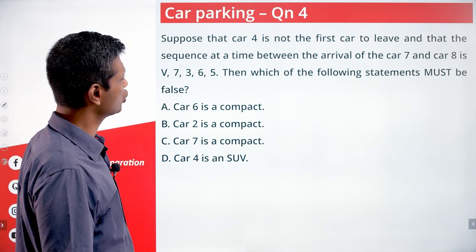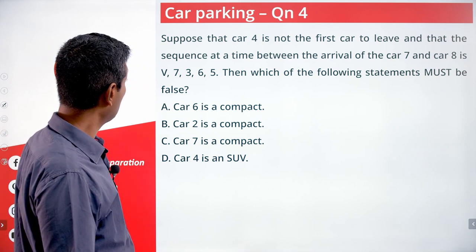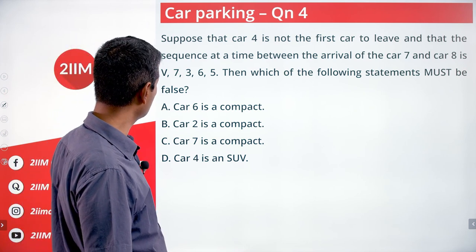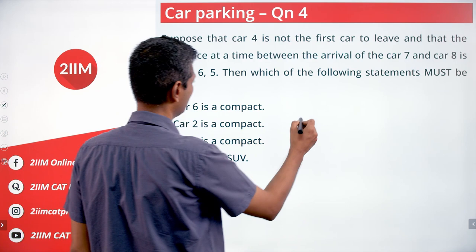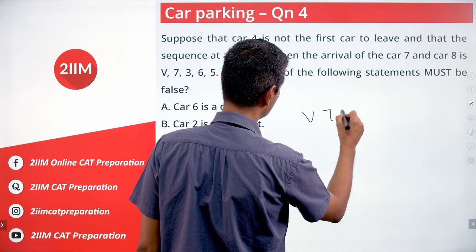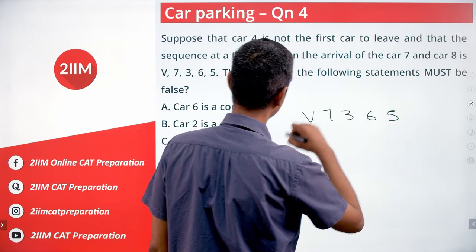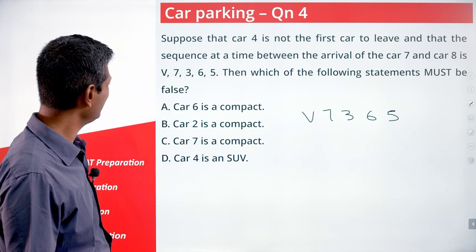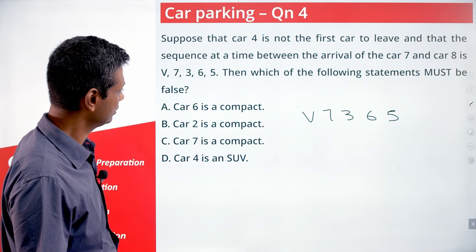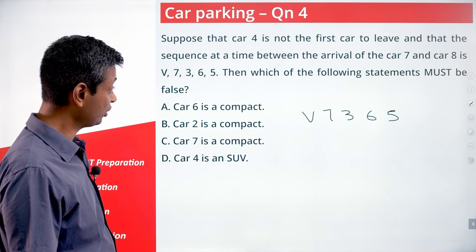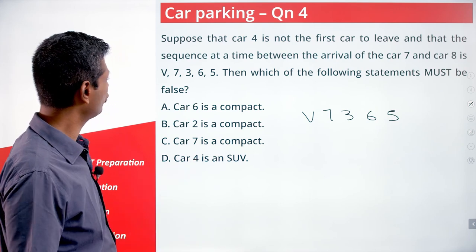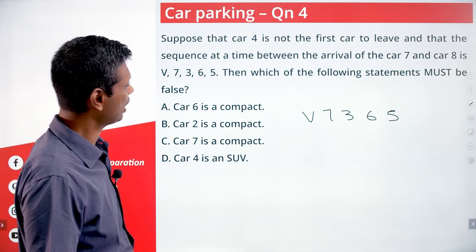Suppose that car 4 is not the first car to leave and that the sequence at a time between the arrival of car 7 and car 8 is V7365. Which of the following statements must be false? We have V7365. Let's think about this. Car 4 is not the first car to leave. And the sequence at a time between the arrival of car 7 and 8.